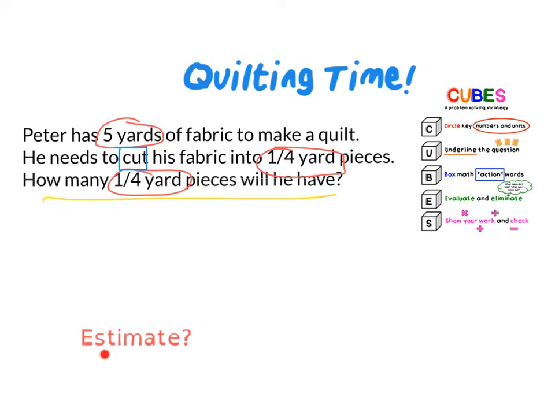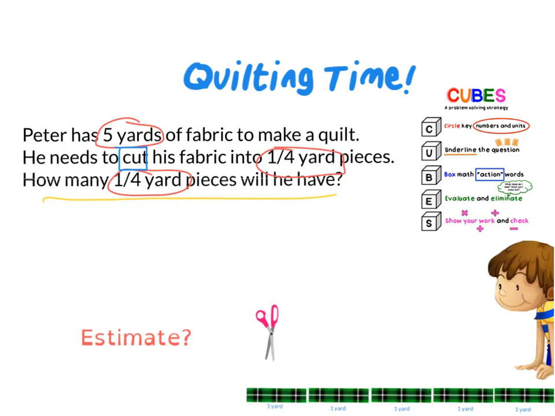Now take a moment to estimate how many 1/4 yard pieces do you think he will have in that 5 yards of fabric? Here's a little visual for you. As you can see, there's Peter with his 5 yards of fabric. And he's going to snip, snip, snip, snip, snip, so that each piece is 1/4 yard long.